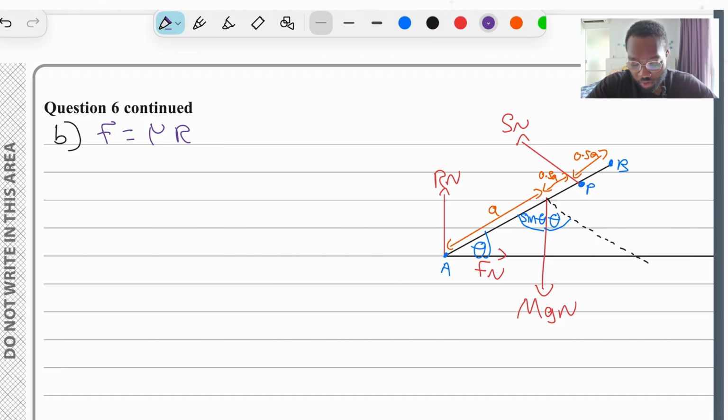So how can we work out our friction and our normal reaction? Well, let's start with the normal reaction.